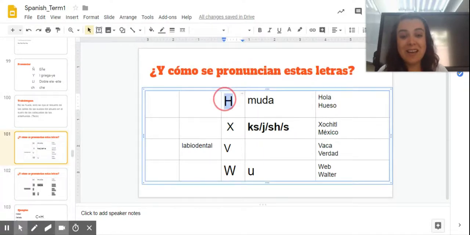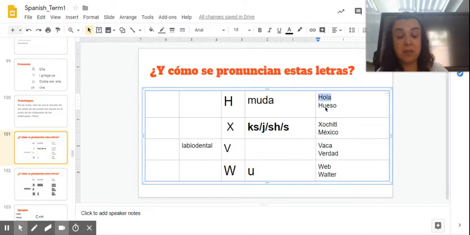La H es muda. La H en español is mute. So that means that we don't pronounce the H. And for example, I've mentioned this before, the difference between saying hola spelled with H and ola without the H is that you say wave, ola, or you say hello, hola. So we say hueso, for example, that means bones, and we just don't pronounce it.